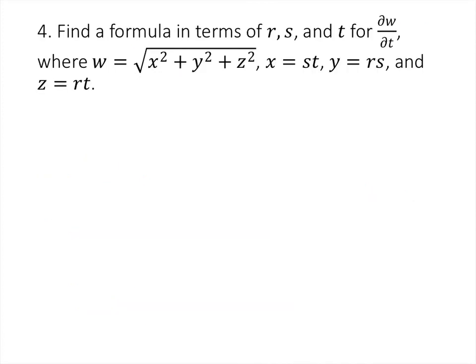So here we have a function w of the variables x, y, and z, and then x and y and z are each themselves functions of s, t, and r. So what we have is a slightly more complicated tree structure. So we have w here at the top, and then we have x and y and z. And then x and y and z are each functions of r, s, and t.